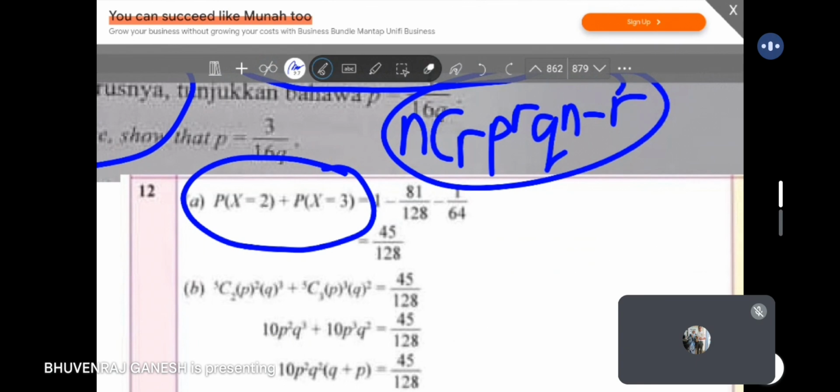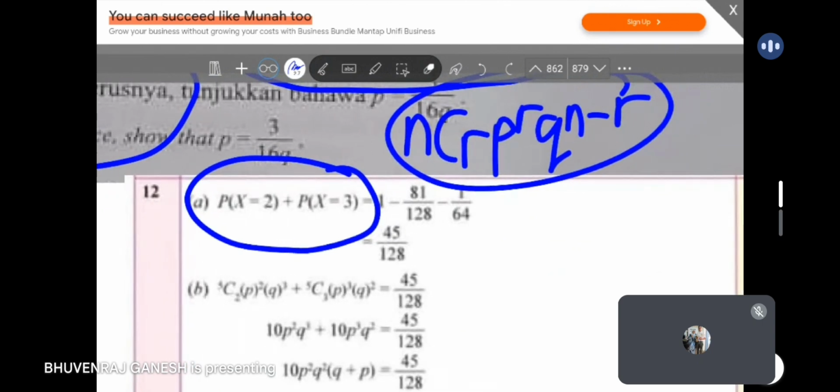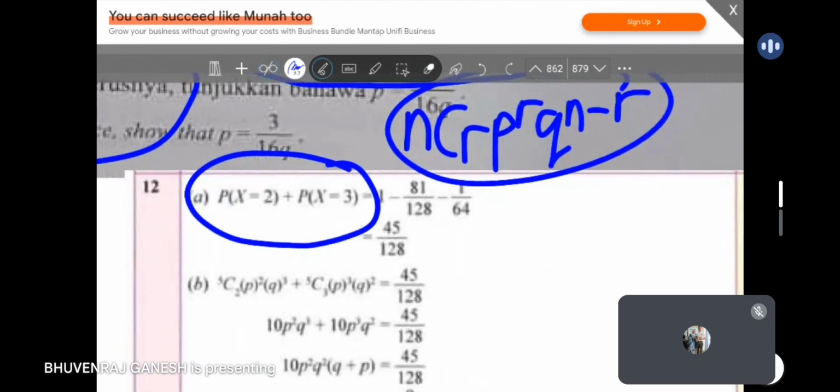This expression is the common factor for both of these terms. So that's why you take out P square, plus 10 P square Q square. You take out this. Can? Okay, so after you factorize, you're left with Q plus P in the bracket. You only have Q plus P left.